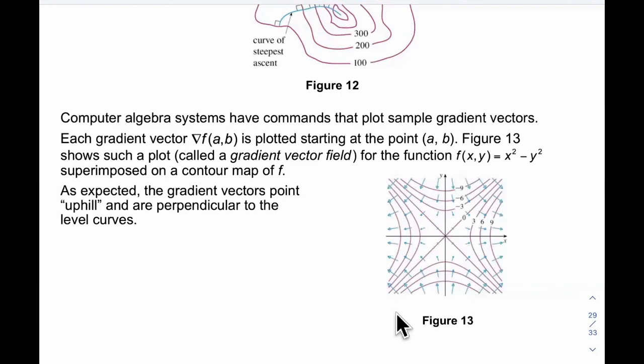Okay, very good. So the pink lines there are level curves, and the blue arrows stand for gradient vectors. The gradient vectors are perpendicular to those level curves. You can see they point uphill and perpendicular to the level curve right there. Can you see how that goes?